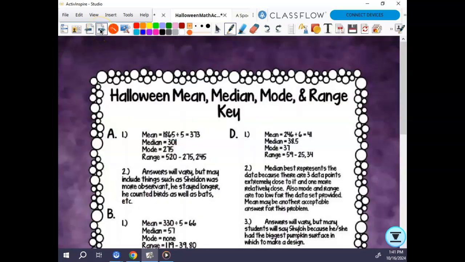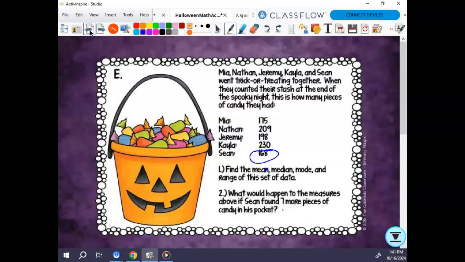F, no, that was it. We just went to E. Where was F? Oh, F was down here. I guess I skipped another one.